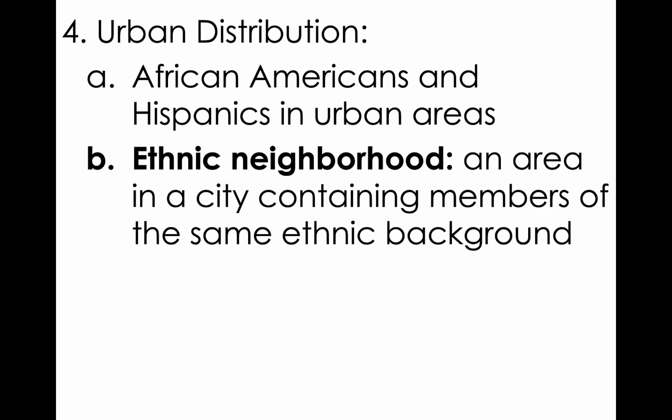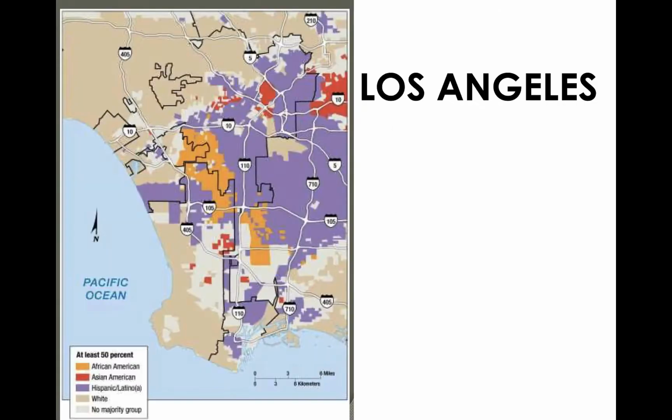An ethnic neighborhood is an area in a city containing many members of the same ethnic background. And we often see this because people want to be near other people who are like them, or often cluster together for culture, for feelings of safety and protection, all kinds of different reasons.